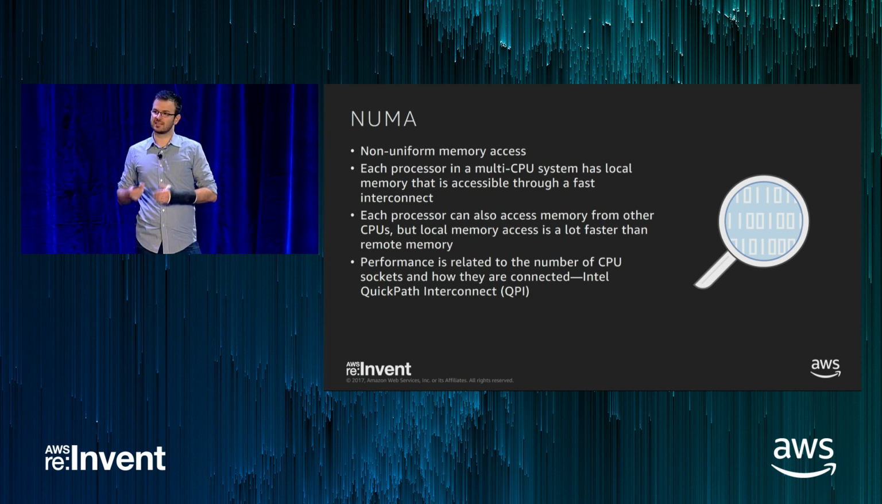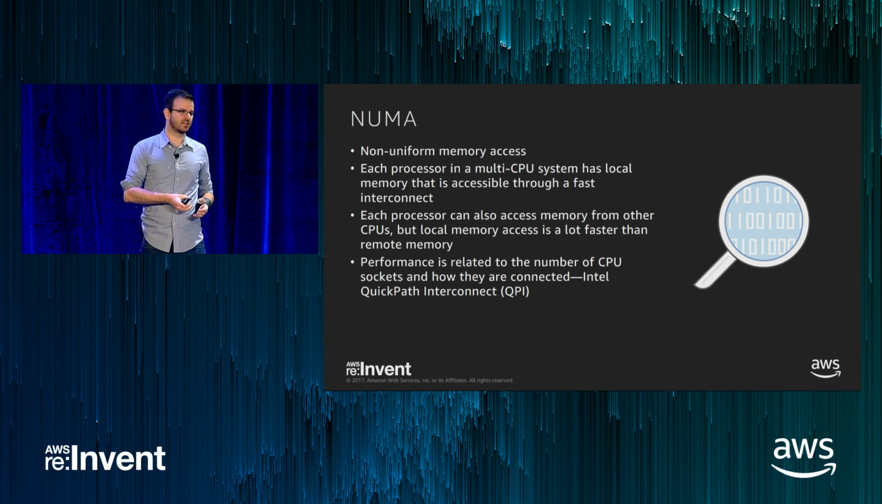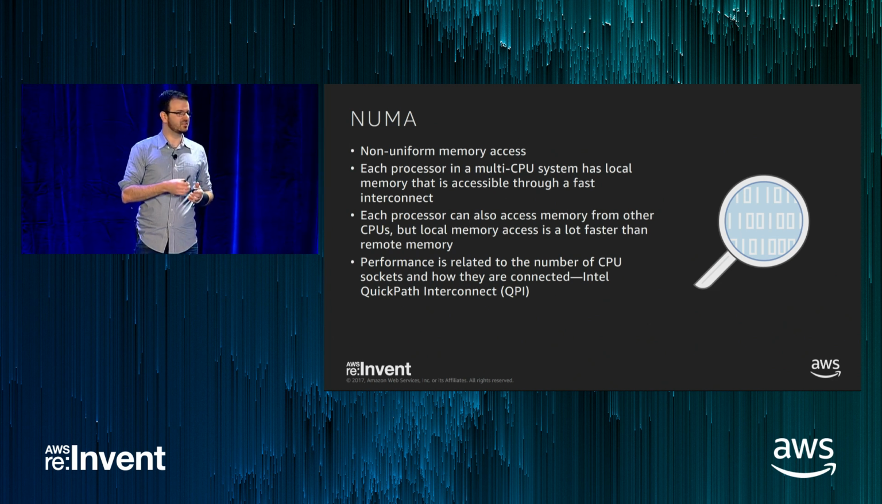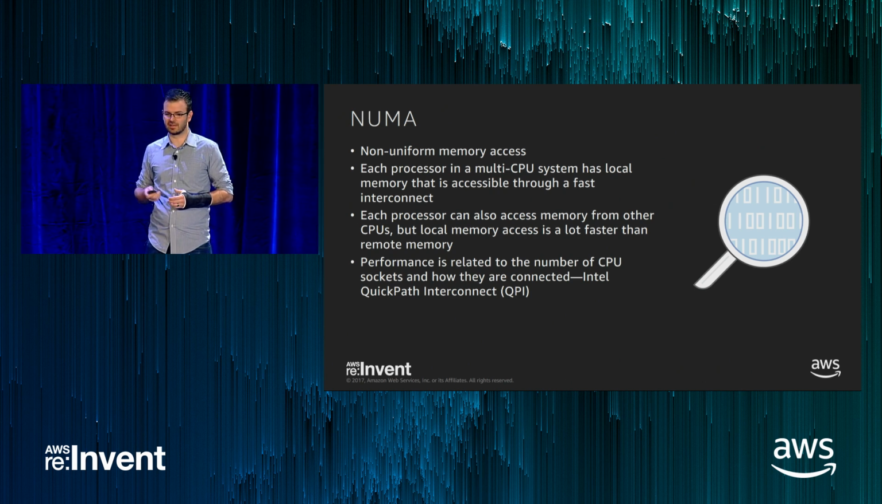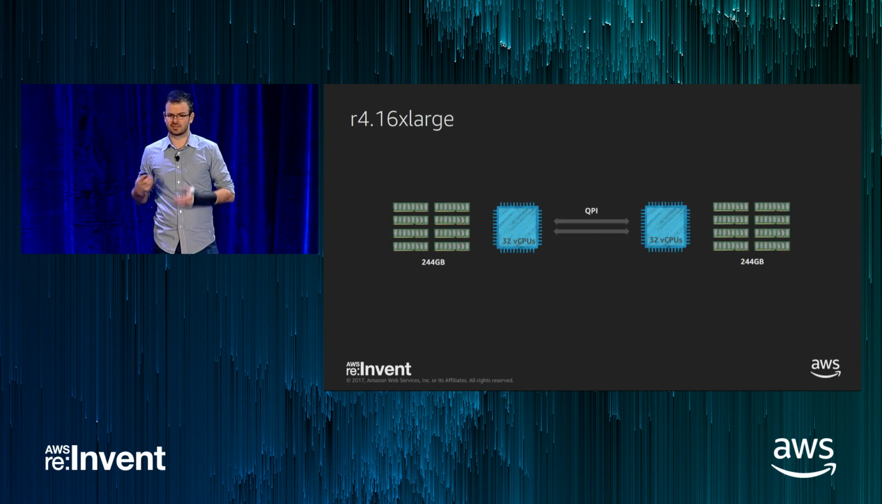Now, accessing memory in a local socket that your process is running on is always going to be faster than going across that QPI to read memory in another socket. So let me give you a visual representation of what I'm talking about here.